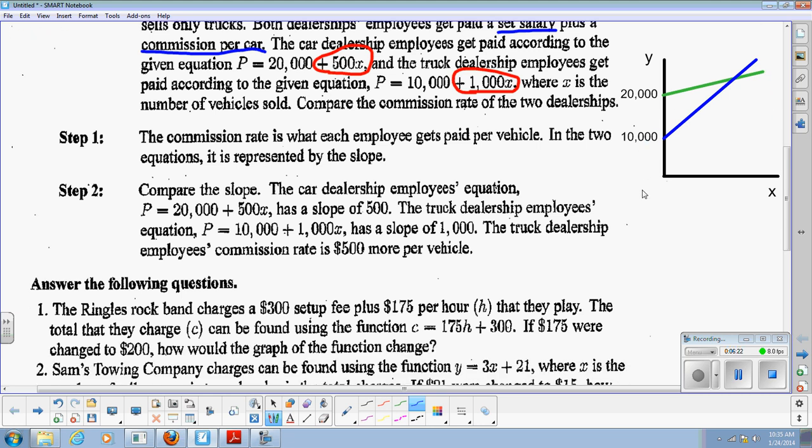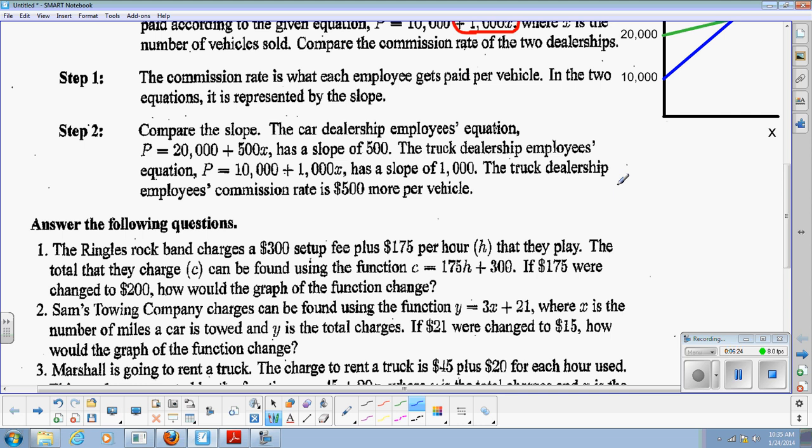Okay, I'm going to take you through problems 1 and 2 on this activity. So let's take a look here. Number 1, the Ringles Rock Band charges a $300 setup fee. Now that's a setup fee. That means that fee isn't going to change. Plus $175 per hour that they play. That one will change, because the amount of money that they get paid depends upon how many hours they work. The total they can charge, C, can be found using the function C equals $175 per hour plus 300.